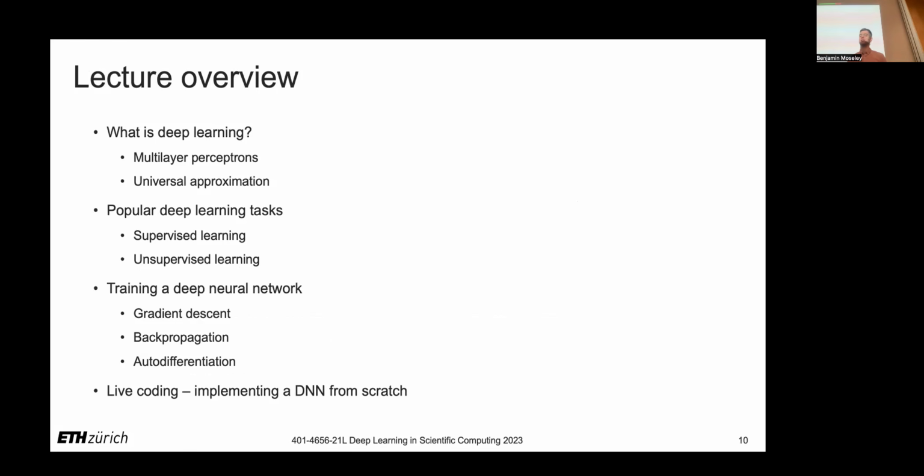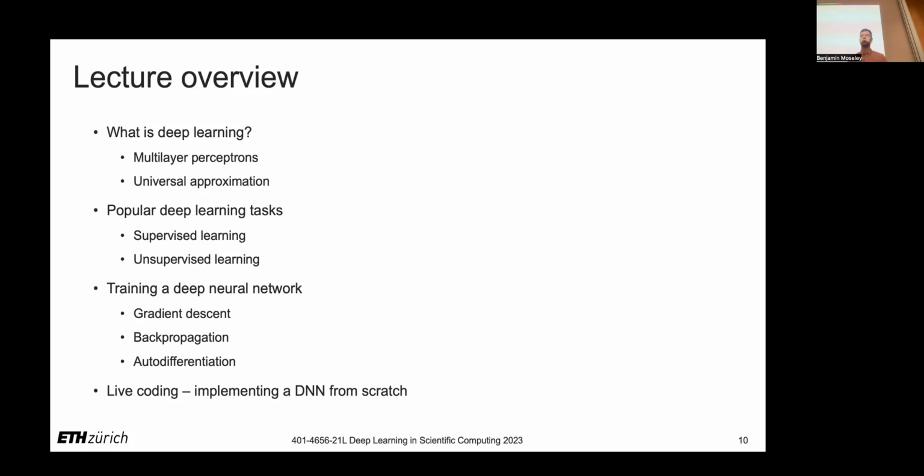The first part is giving you a very high-level idea of what deep learning is. We're going to introduce to you the core building block of deep learning, which are perceptrons. Then we're going to talk about the type of tasks that we use in kind of more pure computer science, the kind of tasks that deep learning is used for. So these things like supervised learning, unsupervised learning, classification, regression.